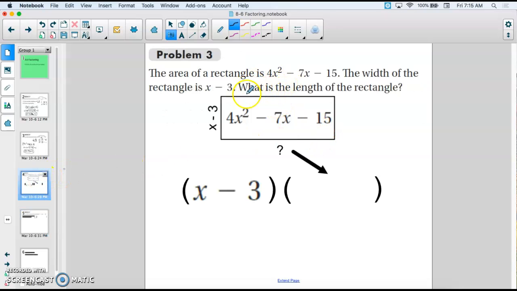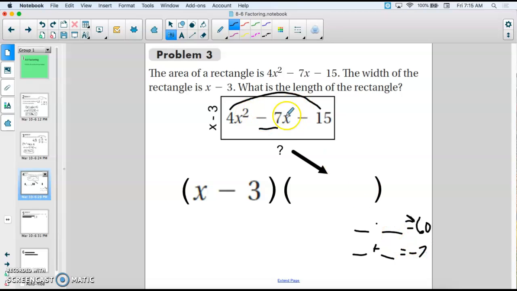All right, so if we have the area of a rectangle, remember it's just base times height, or length times width. We're just multiplying these things together. We know one of them. We need to find the other one. How I would do this is I would just factor it like normal. 4 times negative 15 is negative 60. They have to add up to what number? In this case, they have to add up to negative 7.